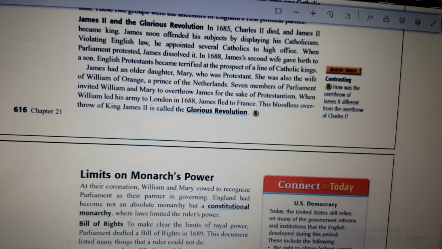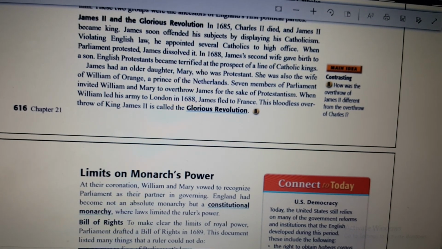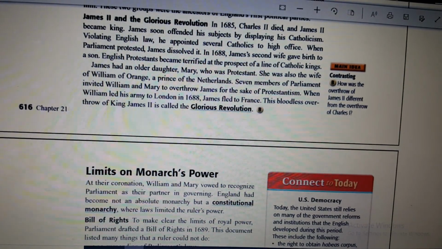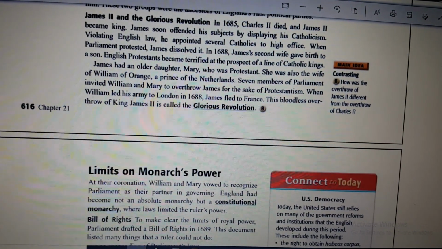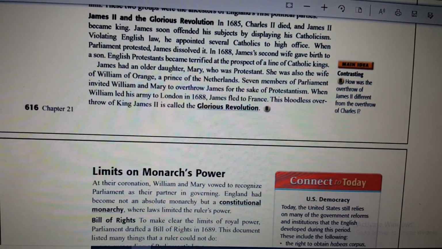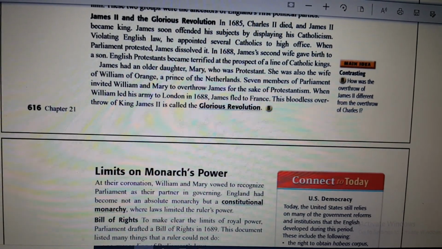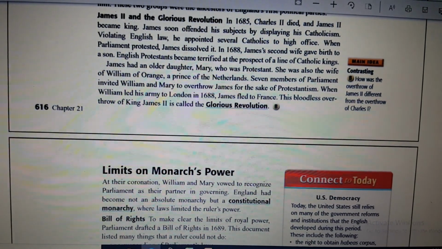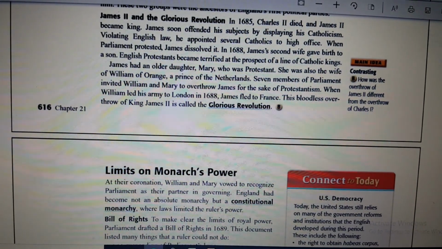James II and the Glorious Revolution. In 1685, Charles II died and James II became king. James soon offended his subjects by displaying his Catholicism. Violating English law, he appointed several Catholics to high office. When Parliament protested, James dissolved it.